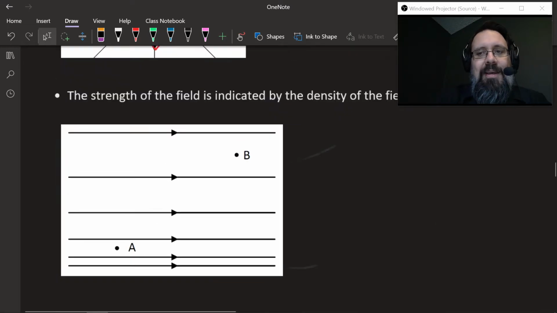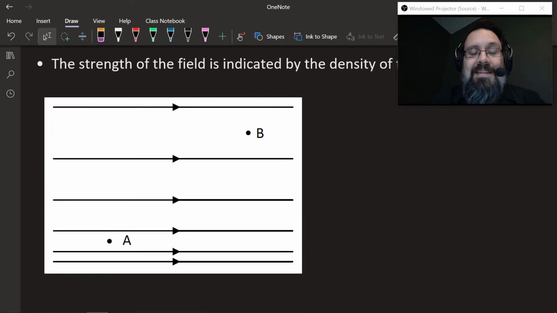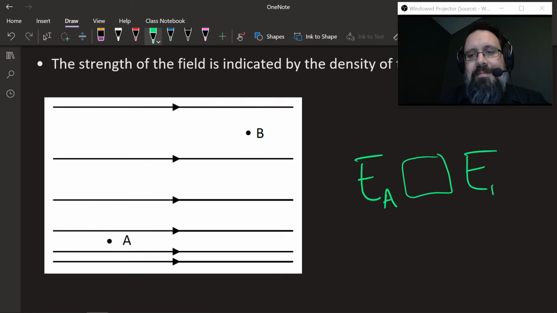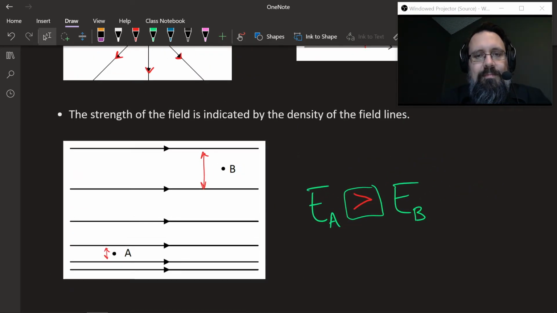And then the last thing you guys need to know about electric fields is that the density, or how close the lines are, tells you how strong the field is. So in which situation, A or B, do we have a stronger electric field? Is the electric field at A greater than, less than, or equal to the electric field at B? Greater than? And how do we know it's greater than? Because the lines are closer together.